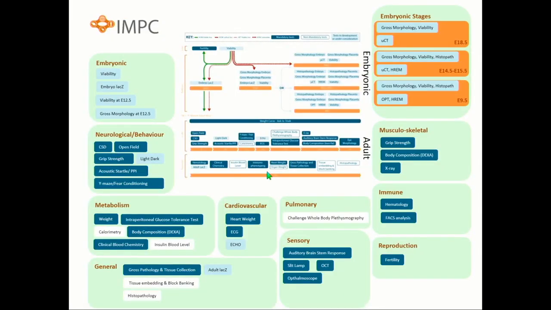Then looking at these same tests, but broken down into disease areas, you can see we cover a wide range of disease areas and body systems. We have neurological behavioral tests such as open field and acoustic startle, and metabolic tests. We do many different clinical blood chemistry measurements. There are general tests like the gross pathology that's performed at the end of the mouse's life. Then cardiovascular, pulmonary, sensory, musculoskeletal, immune, and reproductive tests. So we're covering most body systems and disease areas in some aspect.